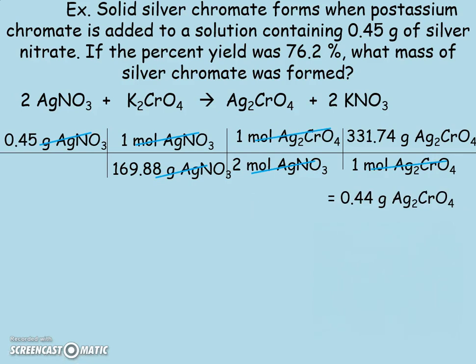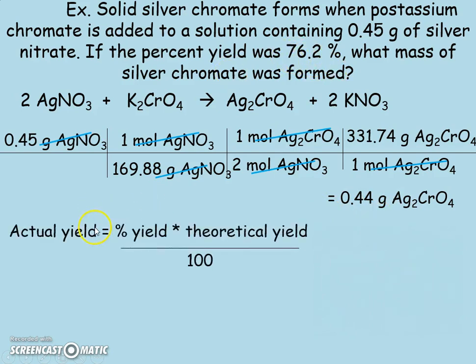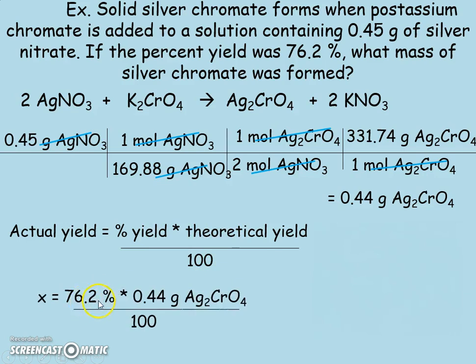Then what you want to do is take your theoretical yield, and this was your percent, so your actual yield is equal to your percent yield times your theoretical yield divided by 100. So take your 76.2 times 0.44 divided by 100, and you get 0.34 grams of silver chromate.